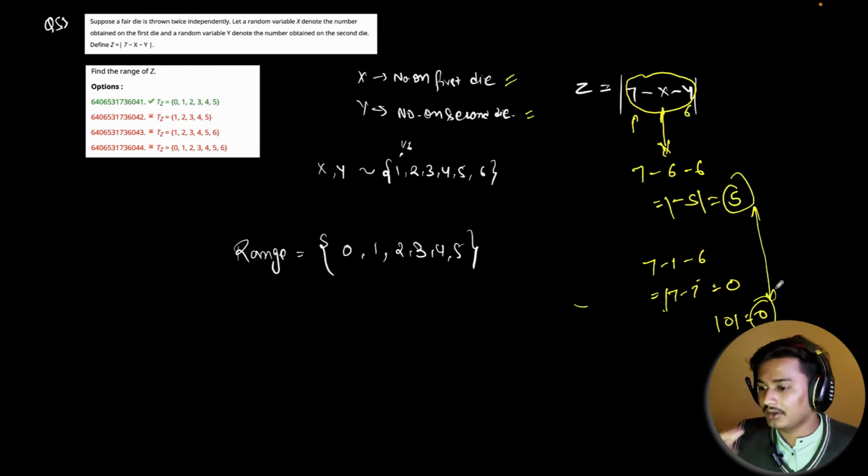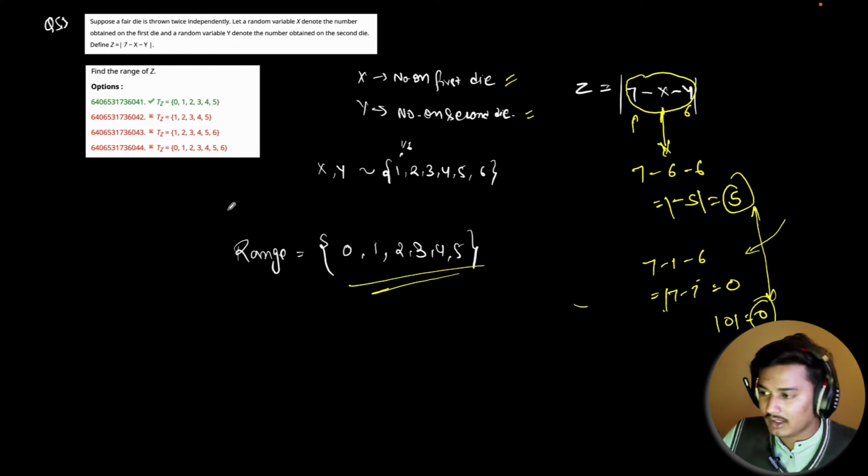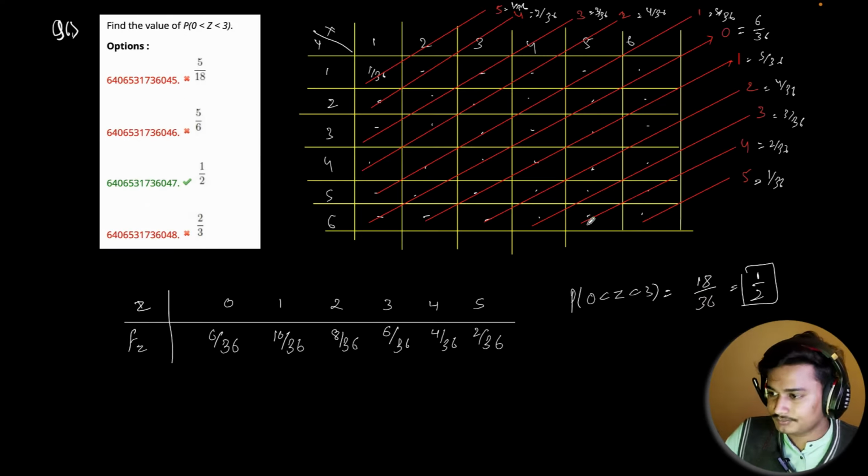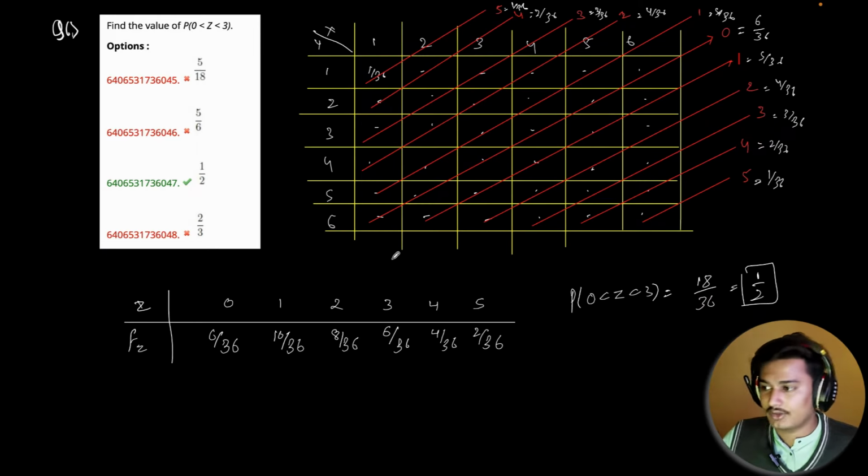So it will be nothing but 0, 1, 2, 3, 4, 5. Basically you can calculate the middle values this way, and so we get this particular range. That is the answer. Now next question. This is the interesting question.